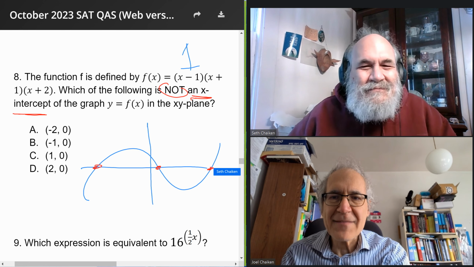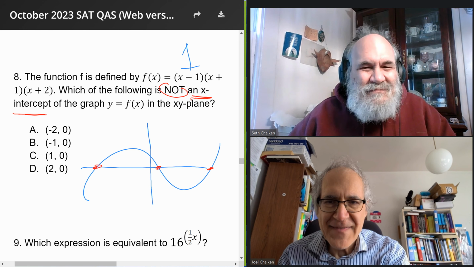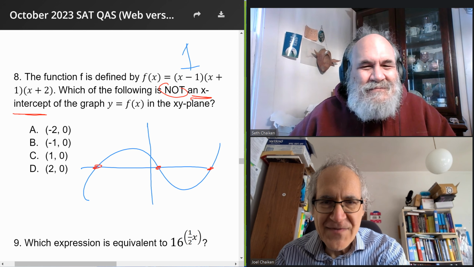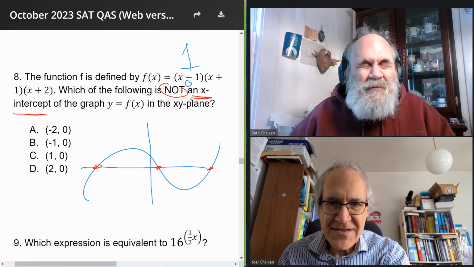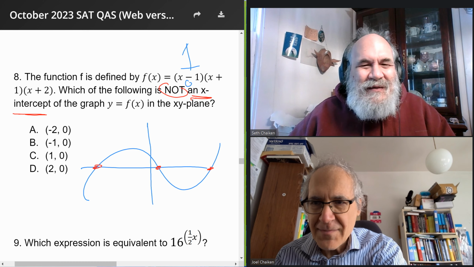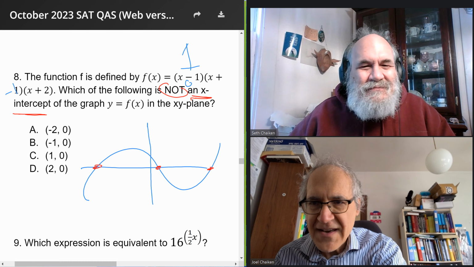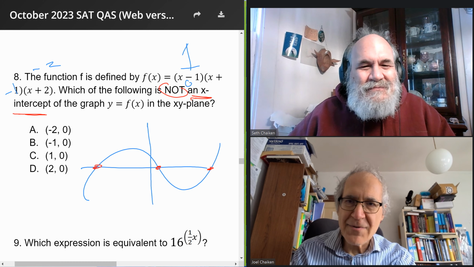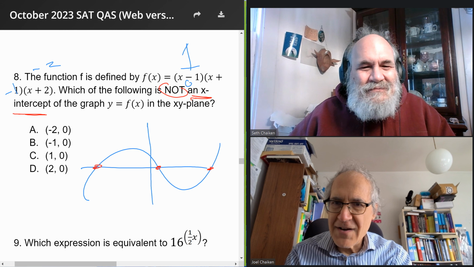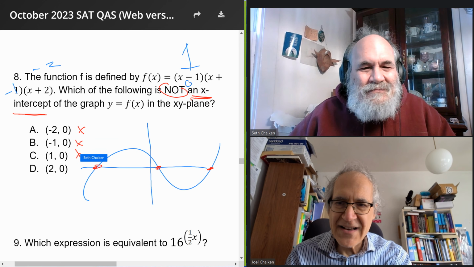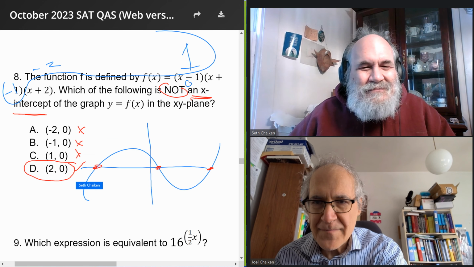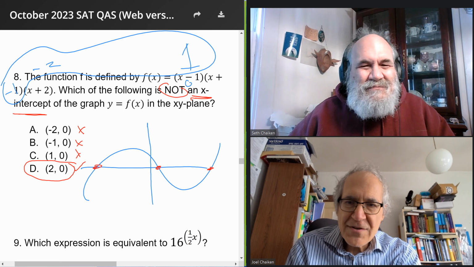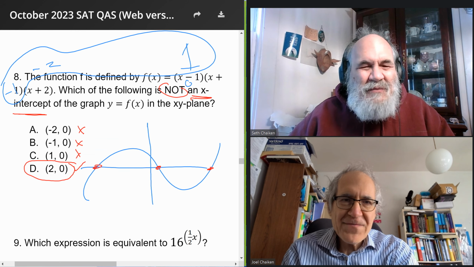What is an x-intercept? It's the x value that makes the value of this function equal to 0. So 1 makes it 0 because this is a 0. Negative 1 makes it 0. And negative 2 makes it 0. So whatever is not one of those numbers looks like 2. 2 is not in the list. 2 is not part of this club. So it would be 2.